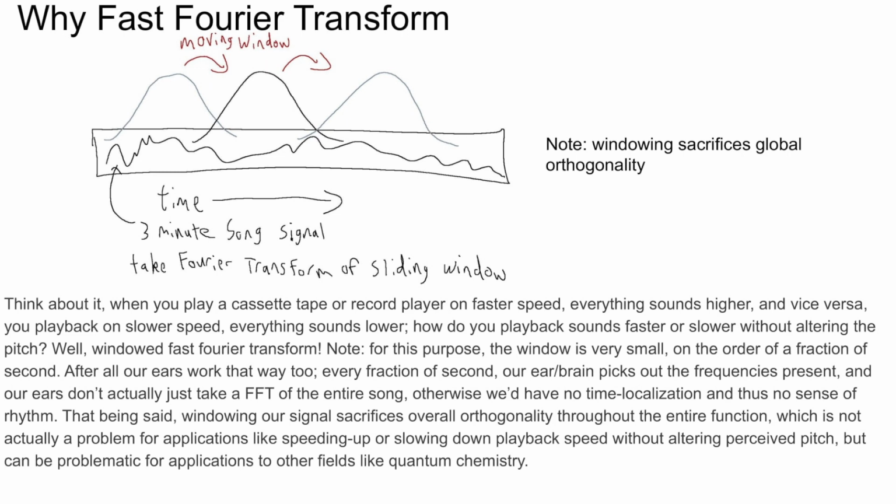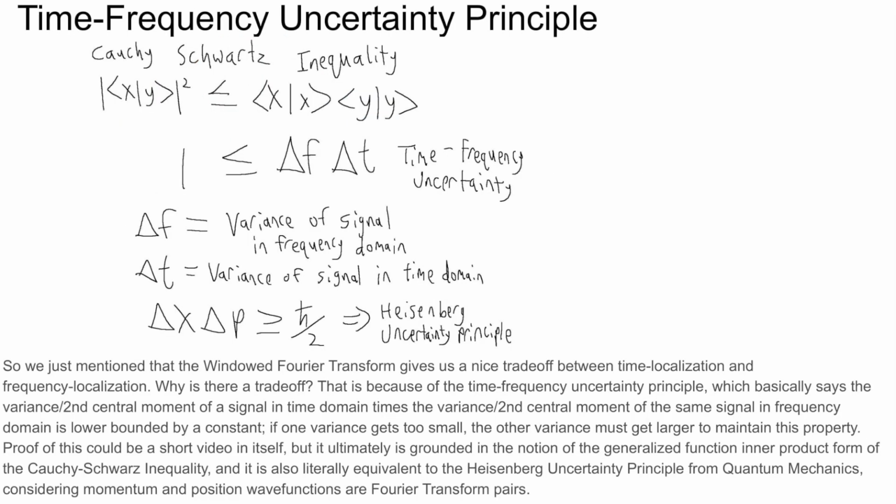That being said, windowing our signal sacrifices overall orthogonality throughout the entire function, which is not actually a problem for applications like speeding up or slowing down the playback speed without altering perceived pitch. But this can be problematic for applications in other fields like quantum chemistry. So we just mentioned that the windowed Fourier transform gives us a nice trade-off between time localization and frequency localization. Why is there a trade-off? That is because of the time-frequency uncertainty principle, which basically says the variance, or second central moment, of a signal in the time domain times the variance, or second central moment, of the same signal in the frequency domain is lower bounded by a constant. If one variance gets too small, the other variance must get larger to maintain this property and this inequality.